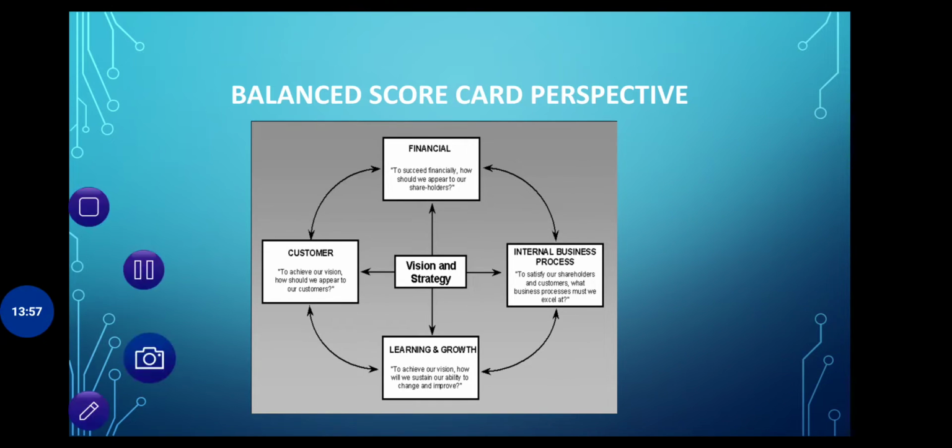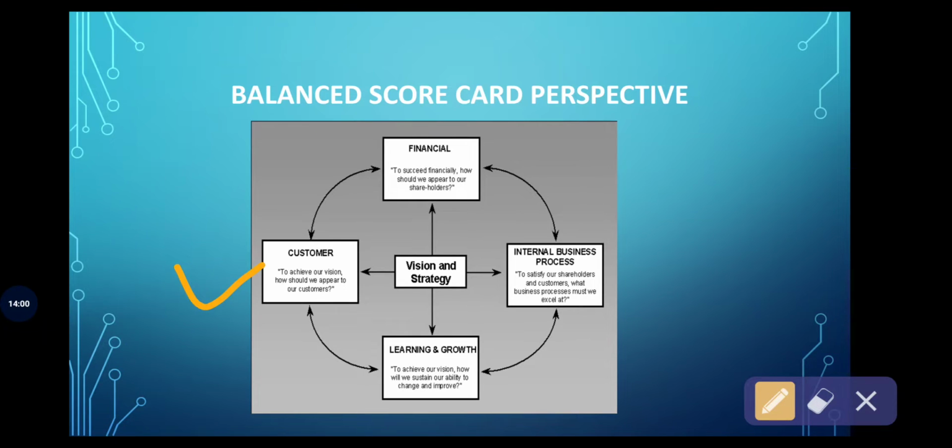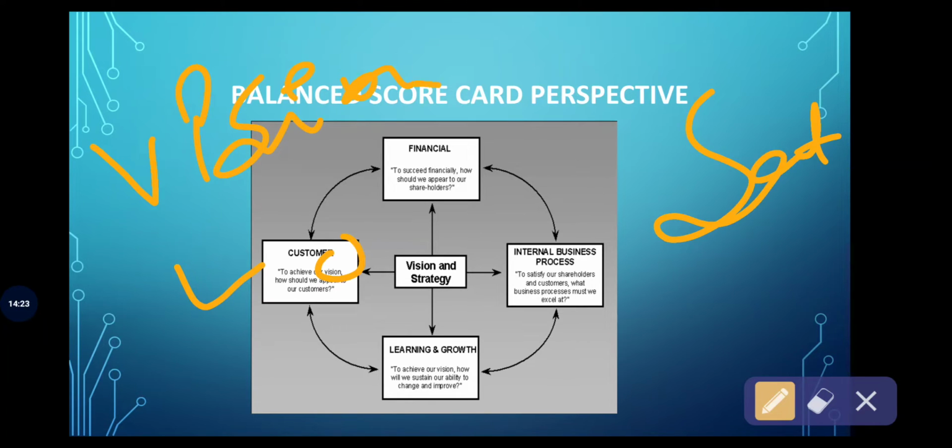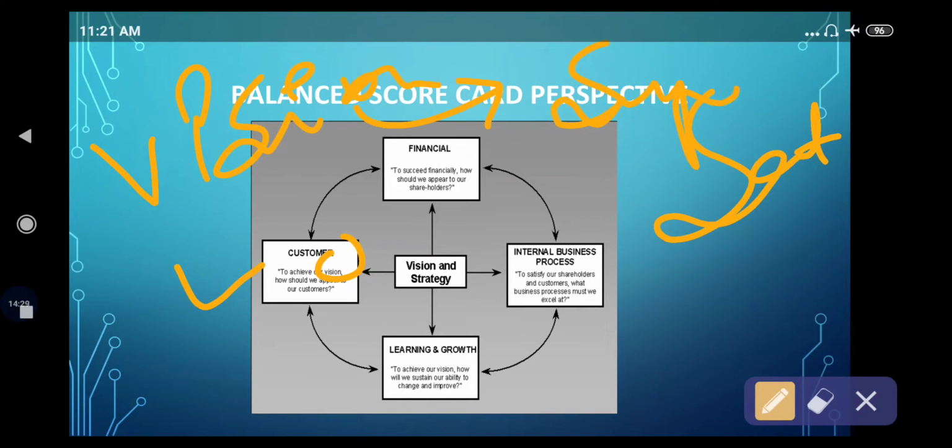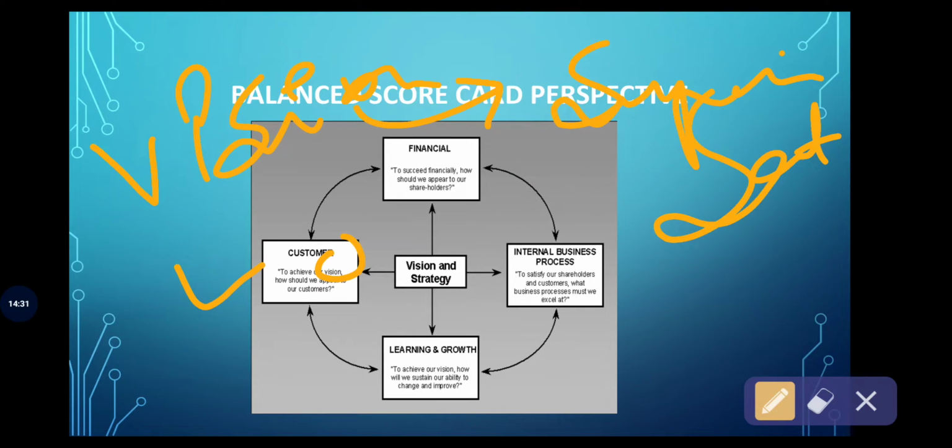Next, we discuss the customer. For the customer, what is the objective the organization has? Of course, they must satisfy their customers keeping in view the vision fixed by the company. To achieve our vision, how should we appear to customers? What is the vision of the company? For example, the vision of the company might be appearing superior in the market, a superior brand in the market. To achieve this, how should we appear to our customer, how should we work to satisfy our customer?